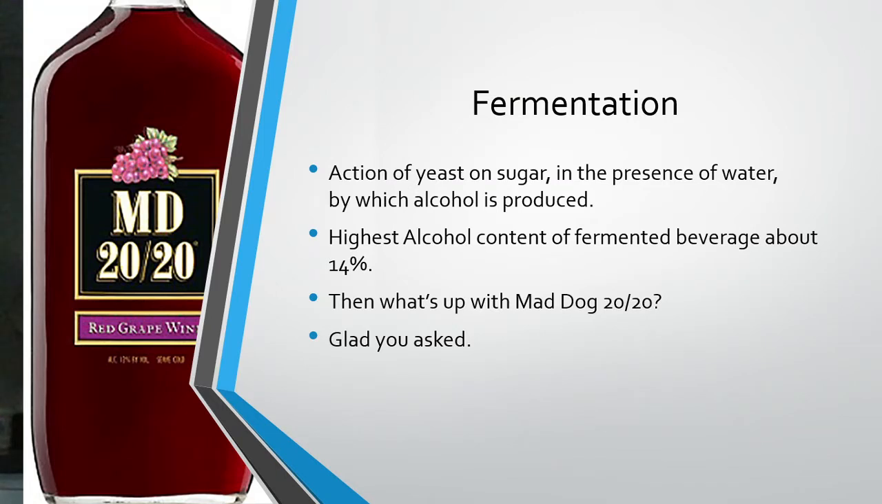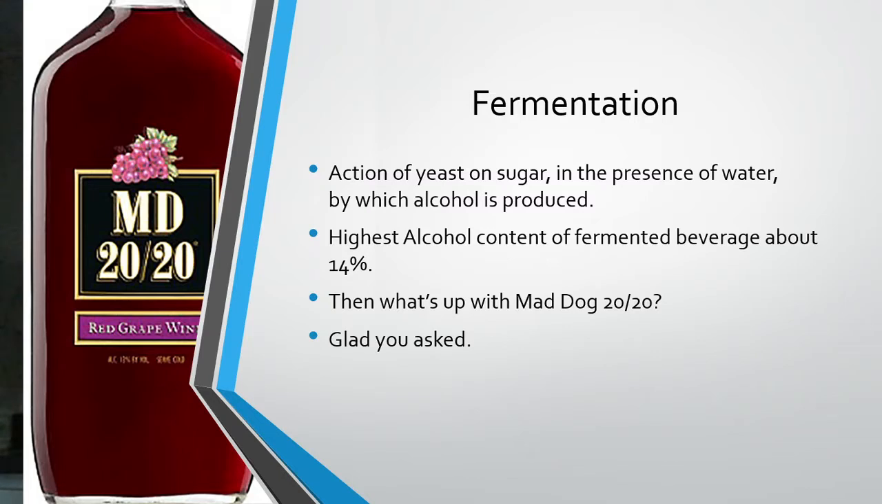fermentation is how alcohol comes into the world. It's the action of yeast on sugar in the presence of water by which alcohol is produced. And alcohol is a byproduct of the fermentation process. Or as an output of the fermentation process, probably be a better way of thinking about it. And the highest alcohol content of a fermented beverage is about 14%.